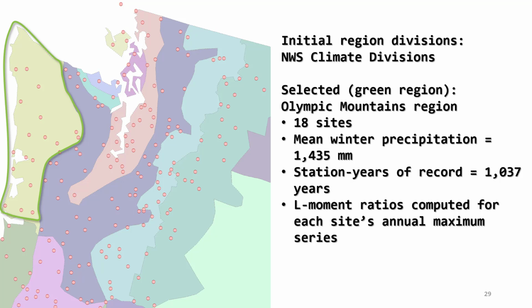If we tested this region and found that the L moments for the annual maximum series for these 18 sites had an acceptable amount of variability, we might consider this a homogeneous region. If not, we might start to divide up the stations in this region to find homogeneous groupings and consider combining in stations from nearby regions if it makes sense.